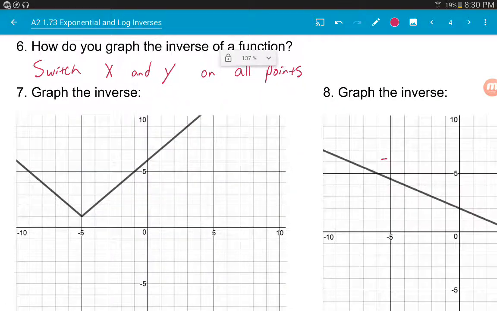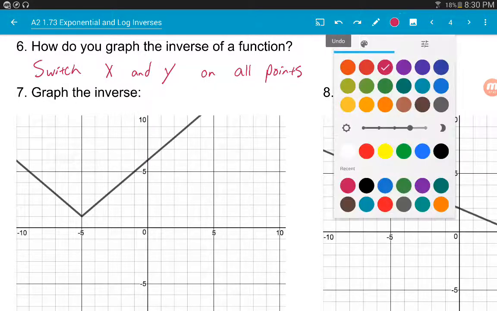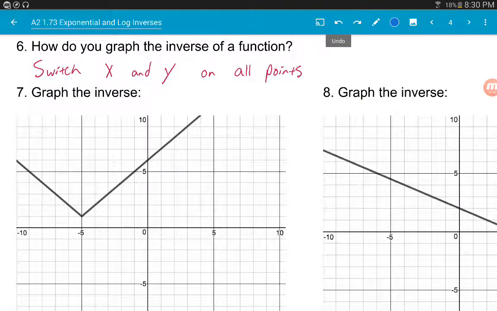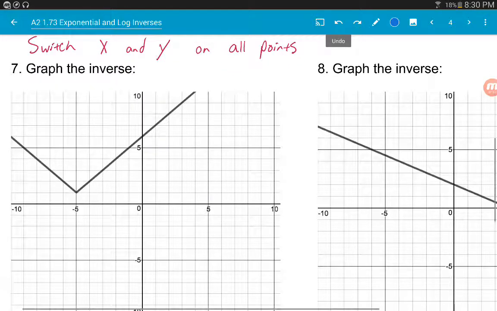How do you graph the inverse of a function? Now this was just classwork. What we do is we switch x and y on all points. Thankfully I don't need to find all the points, I'll just find some of them. What I'll do is I will graph the first one. That's the one that we did in class, so I'll do that one.